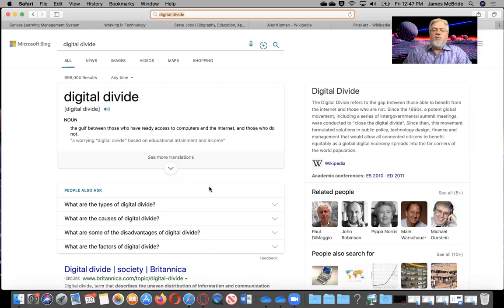Here's what the digital divide is. Do you agree that it's there? And if so, in what way? How is it helping us or hurting us? The digital divide is the gulf between those who have ready access to computers and the internet, and those who do not. So we're not talking about, oh yeah, there's internet down at the library if I want to get used to it, go use it. We're talking about it's in my house, I can pick it up and I'm using it right now.